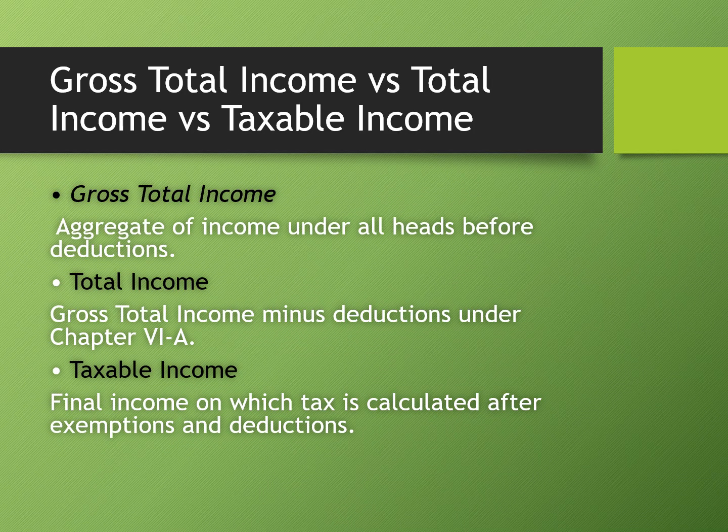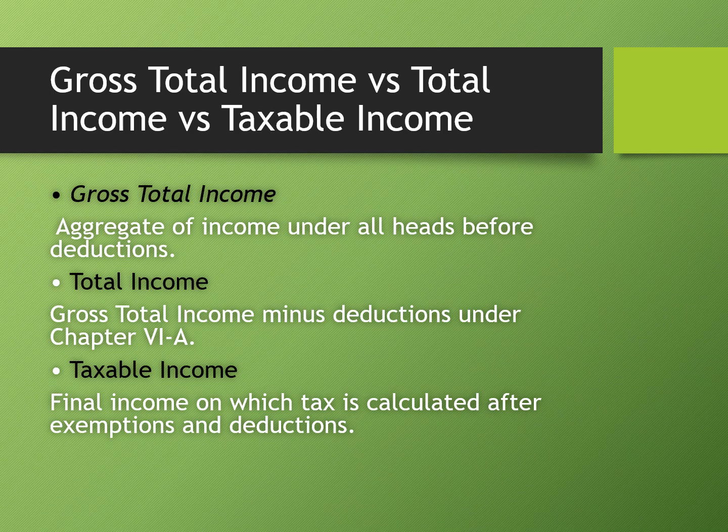So the next slide will give you the meaning of gross total income and taxable income. Now what is gross total income? Gross total income is the aggregate of income under all heads before deductions. That means, as I have already told you in the previous slides, there are 5 heads. So gross total income will be the income from salary plus income from house property plus income from profits and gains from business or profession plus income from capital gains, and lastly income from other sources. So the aggregate amount of all the incomes under these 5 heads is known as gross total income.